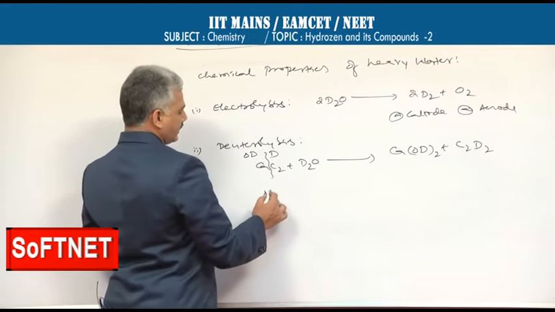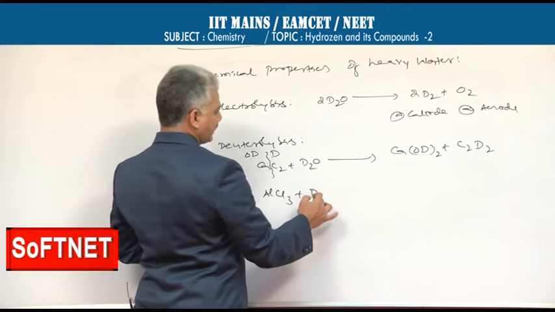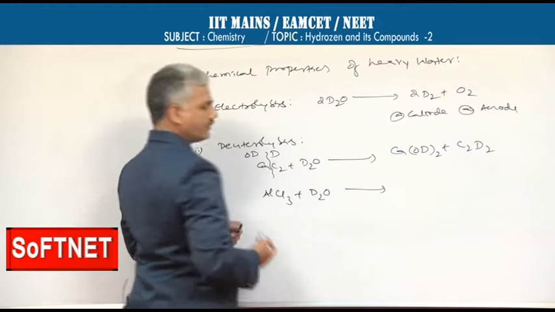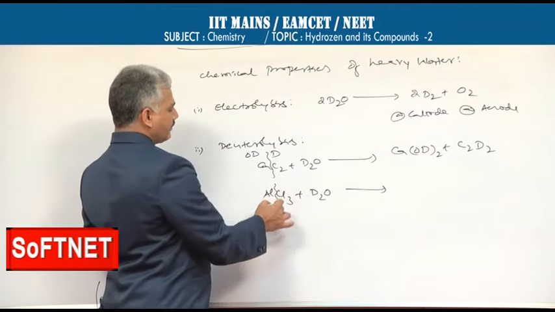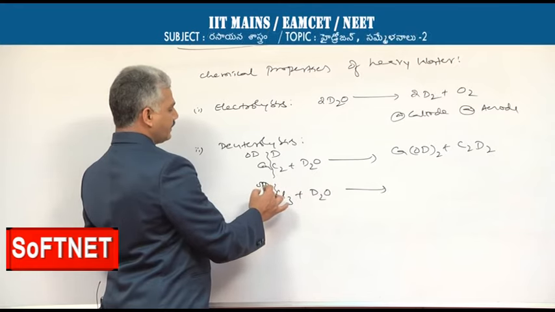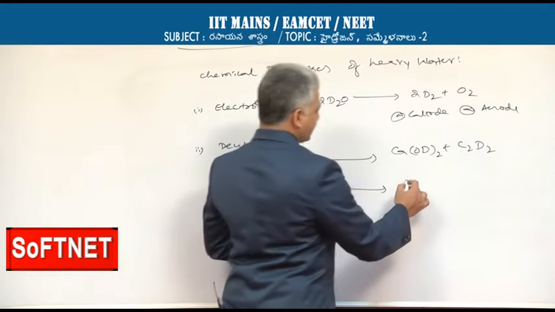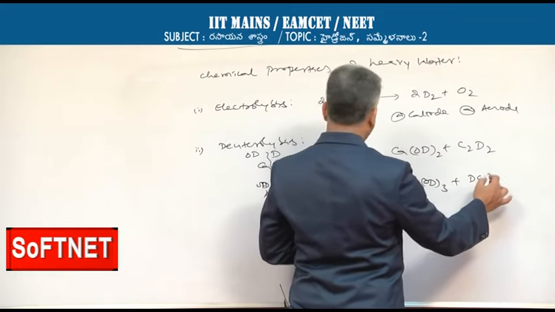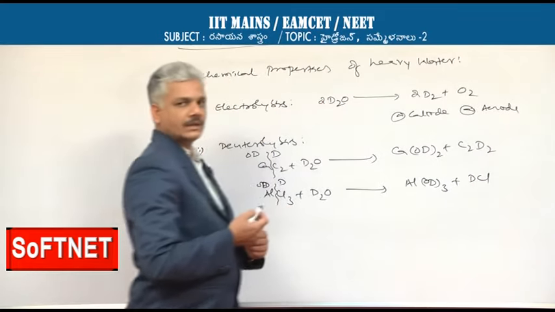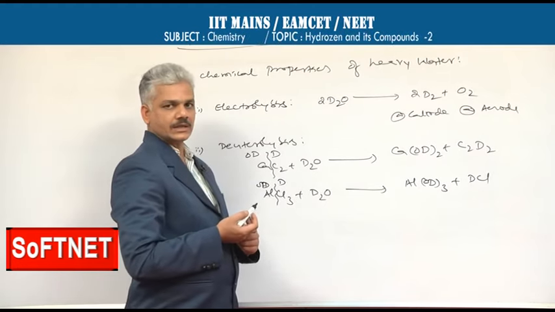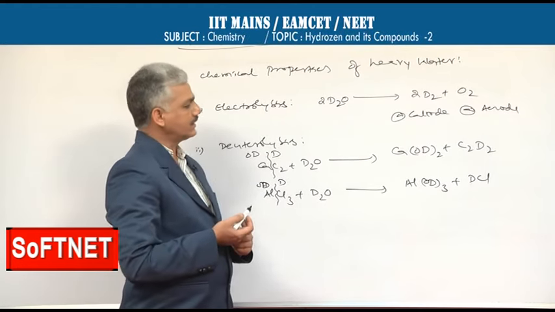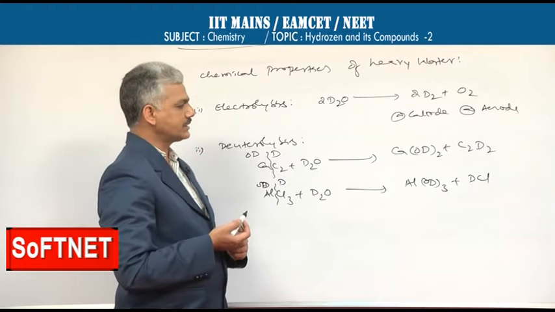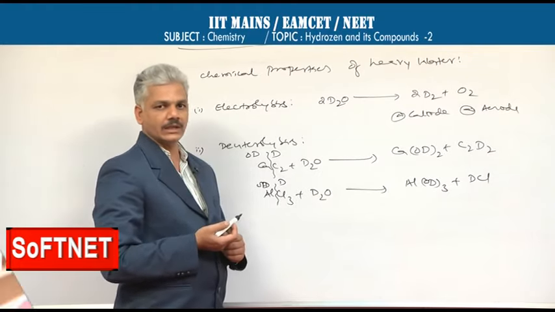Similarly, when heavy water is made to react with aluminum chloride, the molecule will break down like this. We get AlOD thrice plus DCl. AlOD thrice is called as aluminum deuteroxide. DCl is called heavy hydrochloric acid or deuterochloric acid.